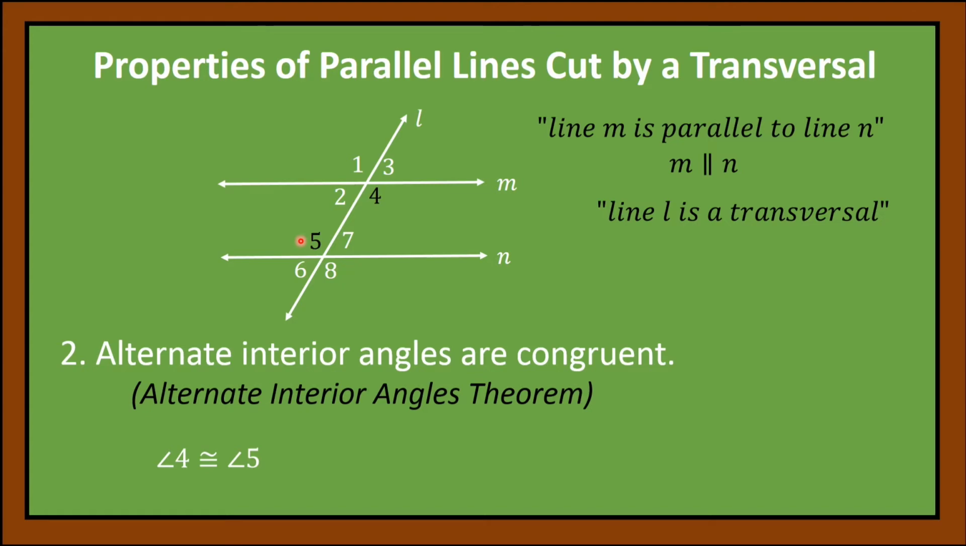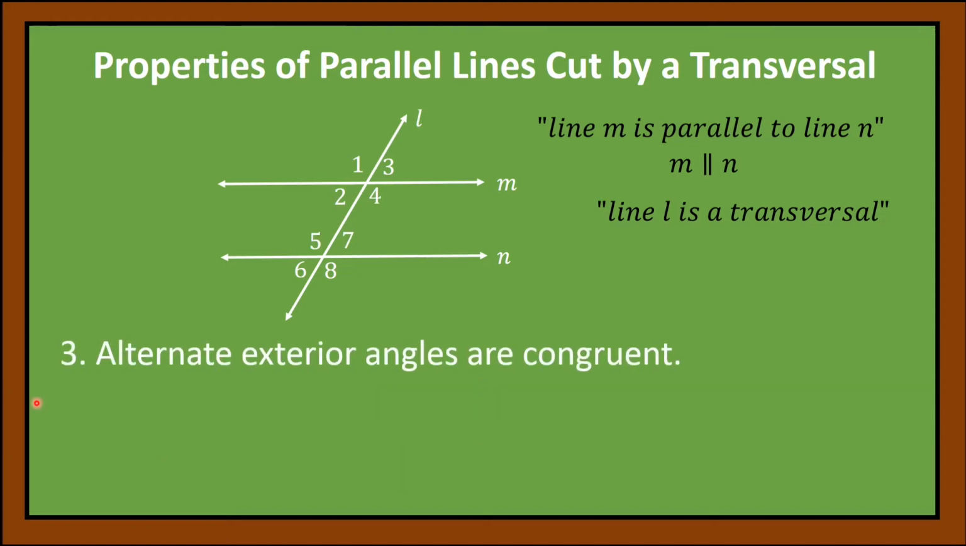So, another, angle 2 and angle 7. So, yan din ay considered as alternate interior angles. So, kung ano ang sukat ng angle 2, yun din ang magiging sukat ng angle 7. So, again, yan yung tinatawag na alternate interior angles.